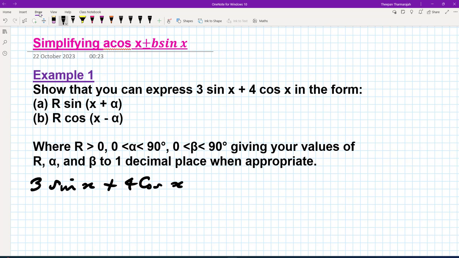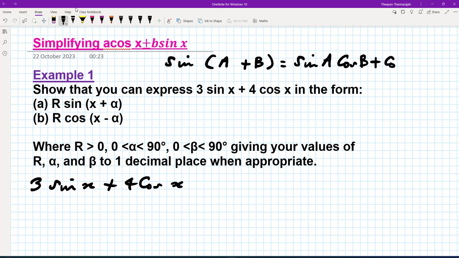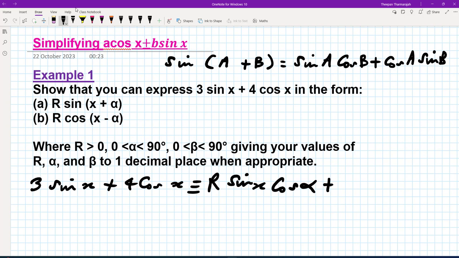and we're going to use the identity that sin(a plus b) is exactly the same as sin a cos b plus cos a sin b. But we have an extra r in front of it, so it's going to be r times sin x cos alpha plus r times cos x sin alpha, if we were to expand those brackets using the addition formula.